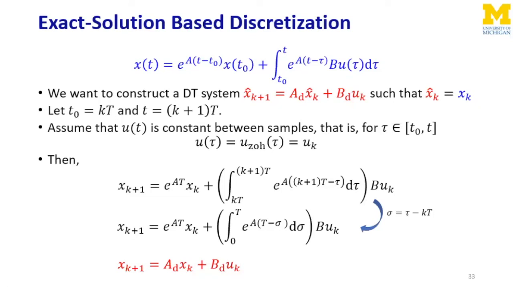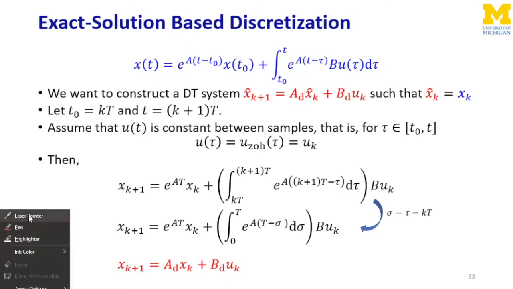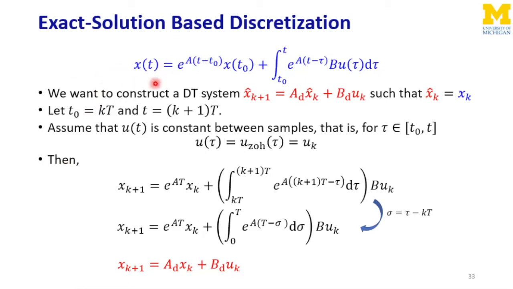Let's look at how we can construct a DT system which provides us the exact solution of the continuous time system. So we saw in the previous slide that the solution of the continuous time system is given by this blue equation. And we want to construct a discrete time system x hat k plus 1 equals Ad x hat k plus Bd uk, such that the state of the discrete time system equals the state of the continuous time system at each sampling instant.